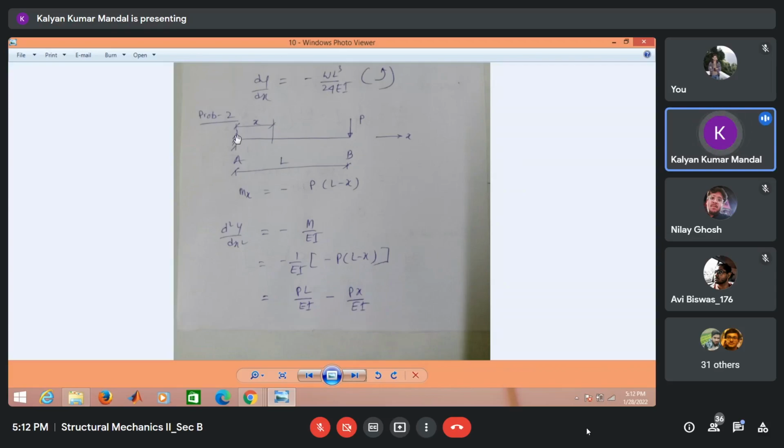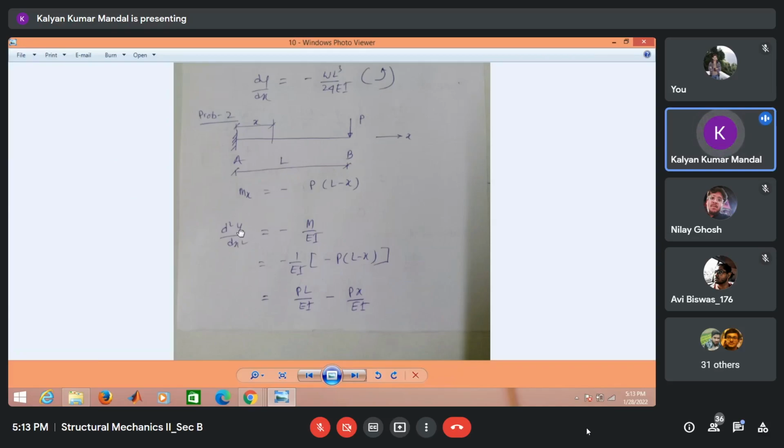Consider a point at a distance x from A. The expression for the bending moment is minus P into (L minus x). We consider this is L, this is x, and the length AB is L. That's why the distance between the point and the applied load is L minus x. We consider it negative because this force gives a hogging moment at this point. That's why it is negative.